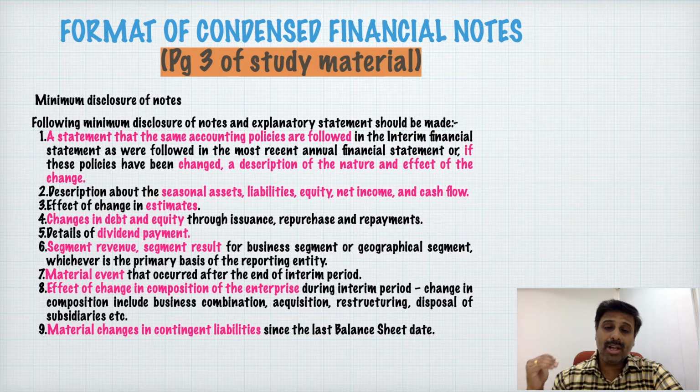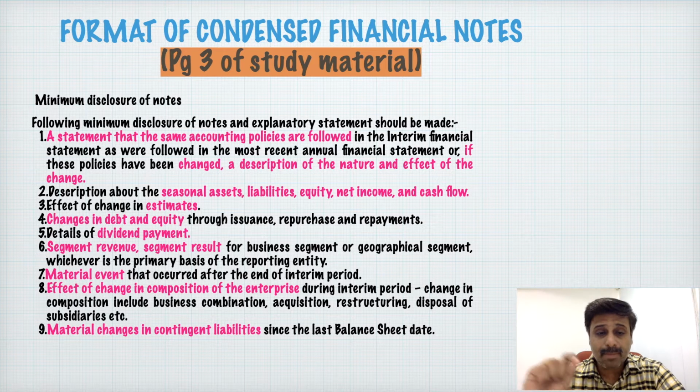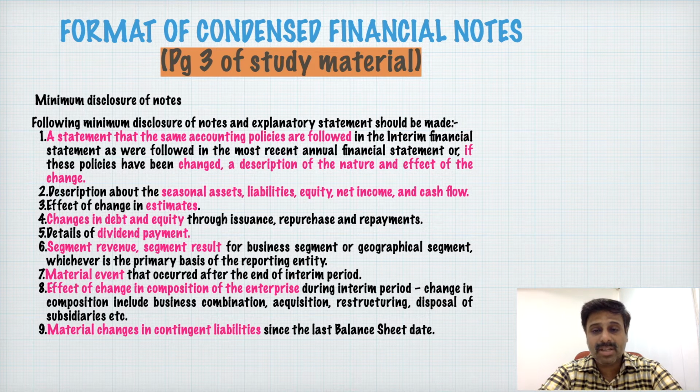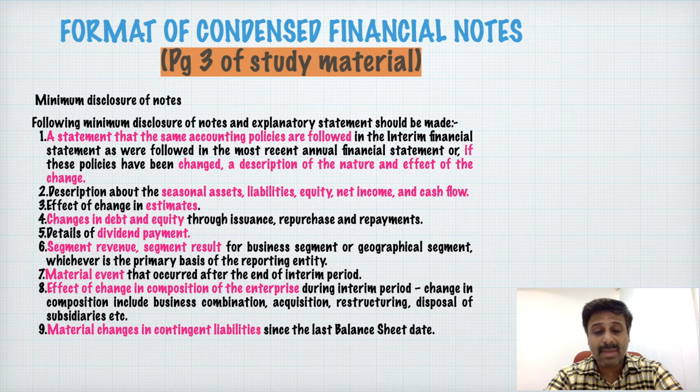So if you are following the same accounting policy, you are following straight line method itself, you are following FIFO method itself, then you have to make a statement in the interim financial report that you are following the same accounting policies as were followed in the last year. If you are changing it, then the description of the nature and effect of changes to be given. Then you have to mention that you have changed, suppose from straight line method to reducing balance method.